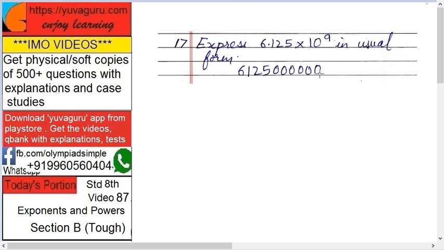1, 2, 3 and remaining 6. Okay. So usual form is 6, 1, 2, 5, 000, 000.